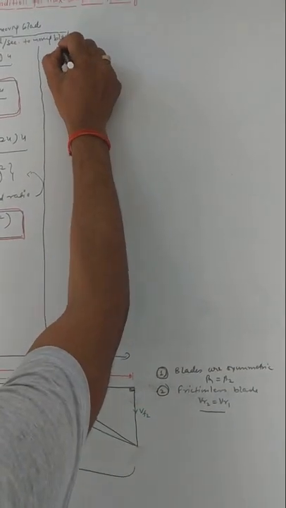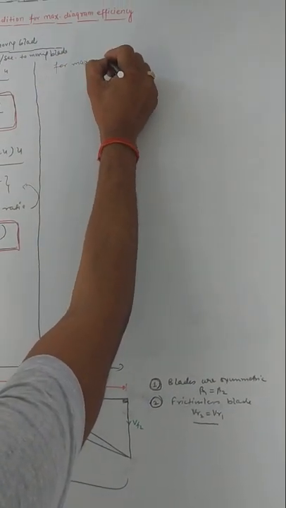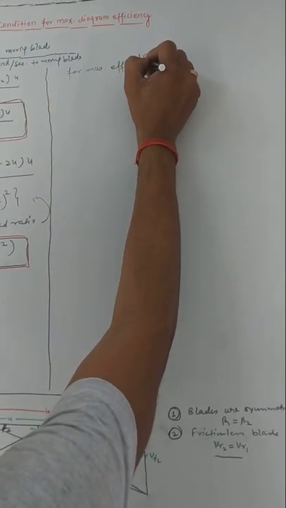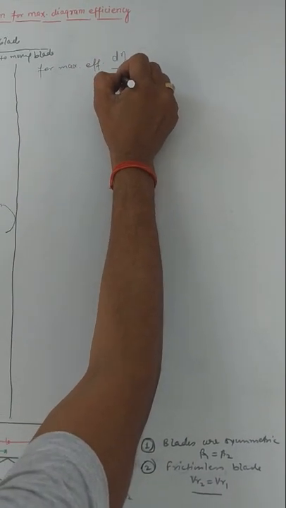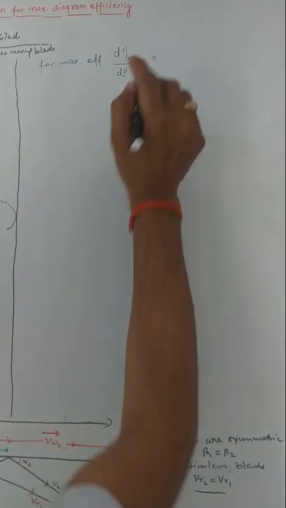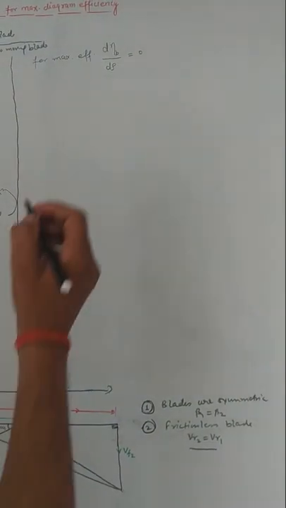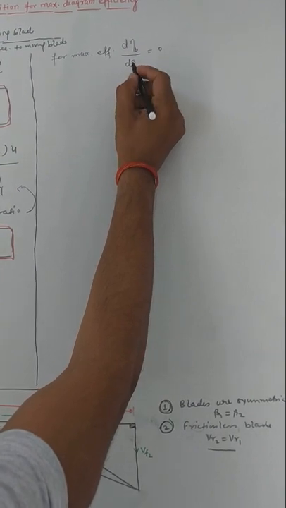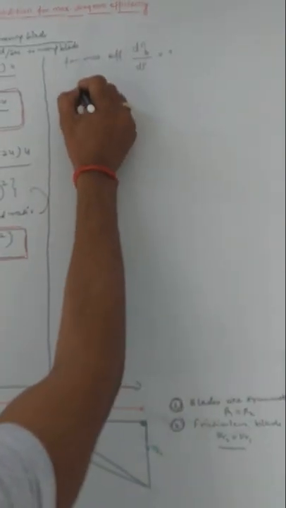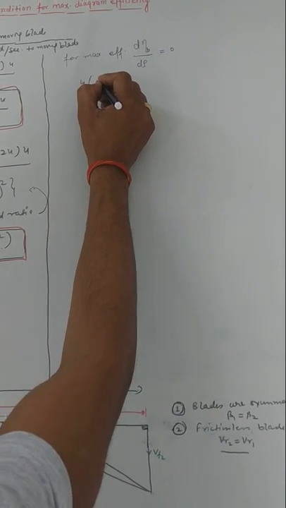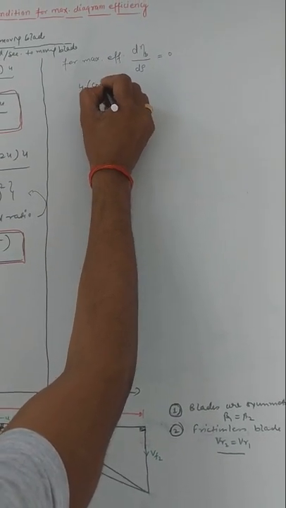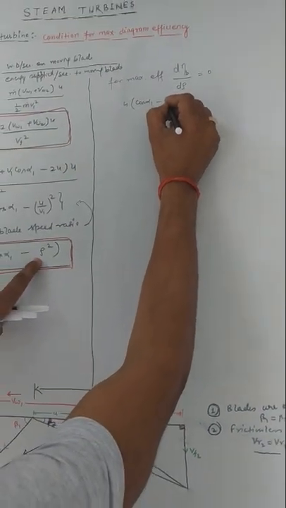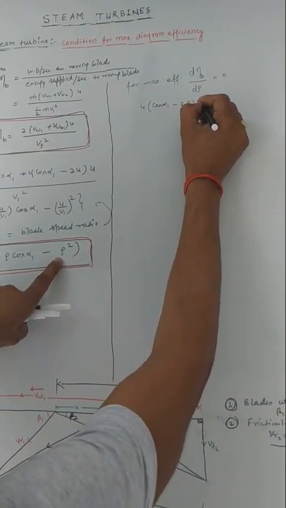Okay, for maximum blade efficiency, d eta b divided by d rho is equal to 0. Now we can differentiate this function with respect to rho. So we get 4 times cos alpha 1 is constant, and the differentiation of rho is 1, minus differentiation of 2 rho square is 2 into rho, is equal to 0.